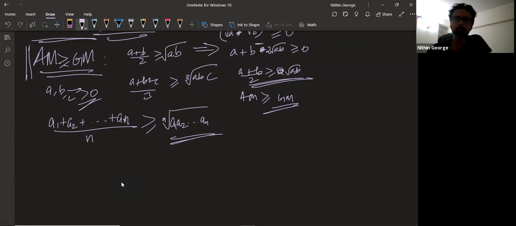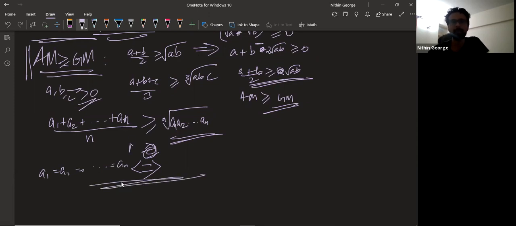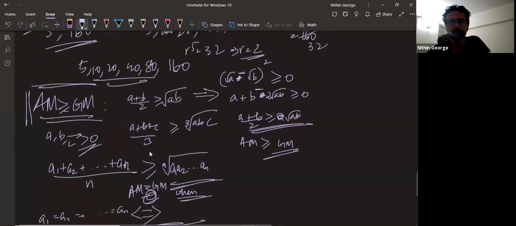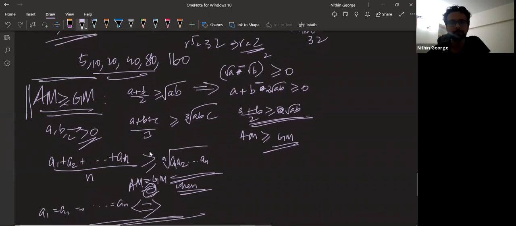Okay, when is LHS equal to RHS? I see this greater than or equal to. When are they equal? AM and GM are the same when all the terms themselves are the same. Okay, understood? AM equal to GM when all the terms are the same. That is the only case where they can be equal. Are you following? Yes, sir.